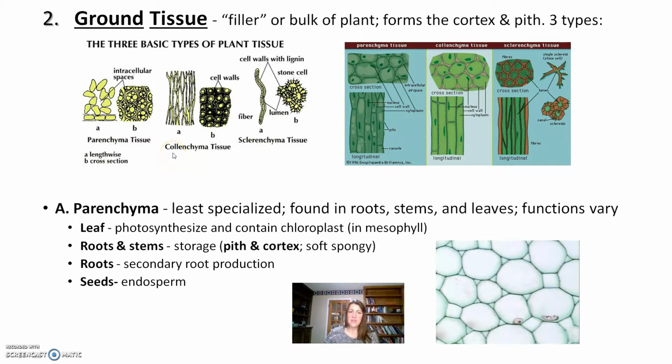The parenchyma is the least specialized. It's found in roots, stems, and leaves, and its functions can vary. In the leaf, it photosynthesizes and contains the chloroplasts. So this is in the mesophyll, where photosynthesis takes place. In the roots and stems, it's storage, and it's the pith and the cortex, and it's usually kind of soft and spongy. In the roots, it can be the secondary root production, and in seeds, it's actually the endosperm. So parenchyma has a lot of specific major functions in a plant's ground tissue.